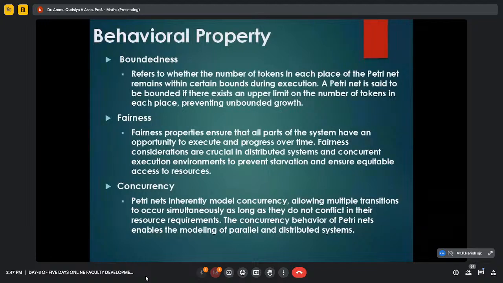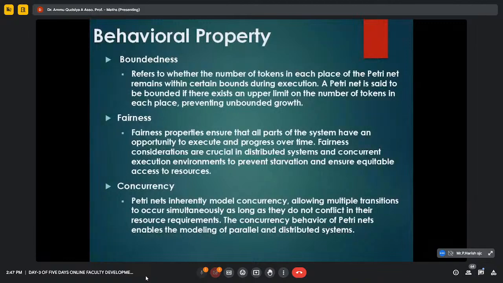cycles. You should know what the boundary is, how many cycles you can store, and how much raw material you can store. You cannot exceed the limits. That is an important thing to note. So this boundedness property will tell us what the boundary for the system is. Is it bounded or unbounded? If it is unbounded, what happens? This boundedness property helps us prevent unbounded growth.